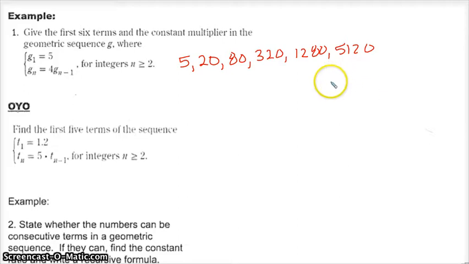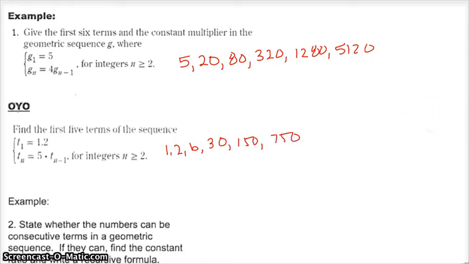Now it's your turn. Find the first 5 terms of the sequence shown below in the recursive formula. Your first term should be 1.2, and then each term gets multiplied by 5 after that, so the following terms should be 6, 30, 150, and then 750.